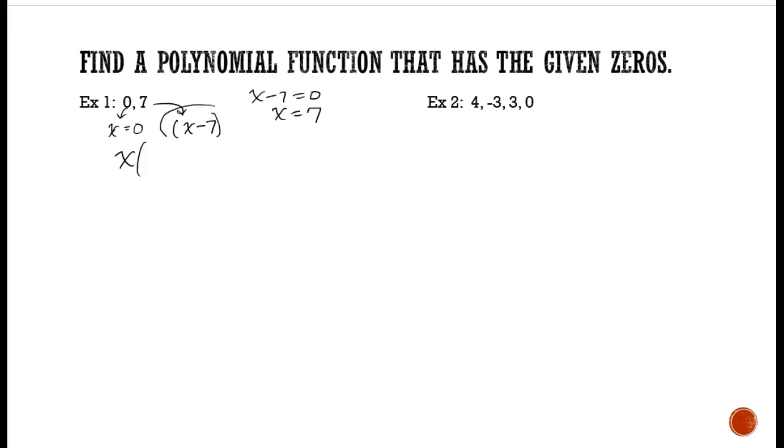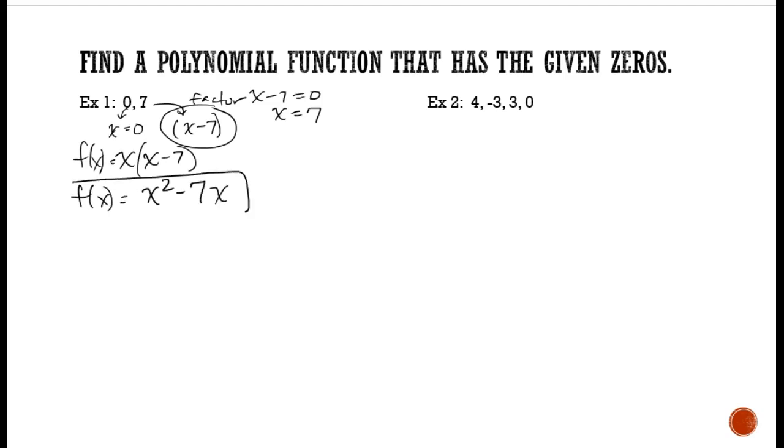This is what we call a factor, okay? So you've got to make your factors, all right? So the 7 came from x minus 7. A 0 just comes from an x, so we're on our way. Now, I don't leave it like this. I'm going to go ahead and multiply it out. And that would give me x squared minus 7x. And there's my equation. Done.